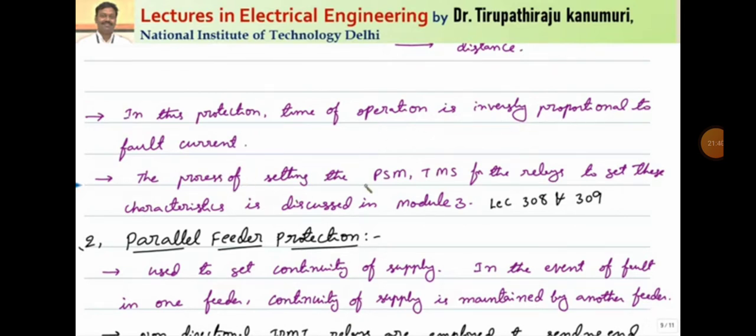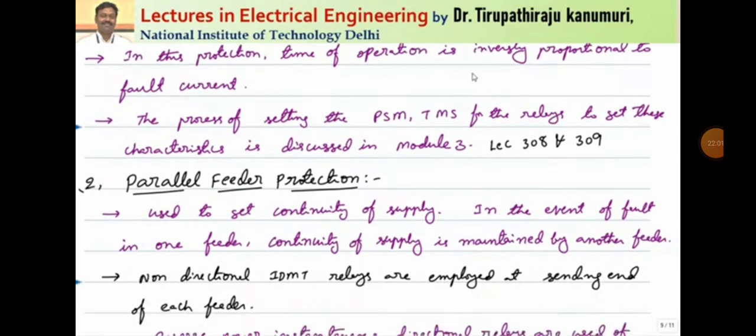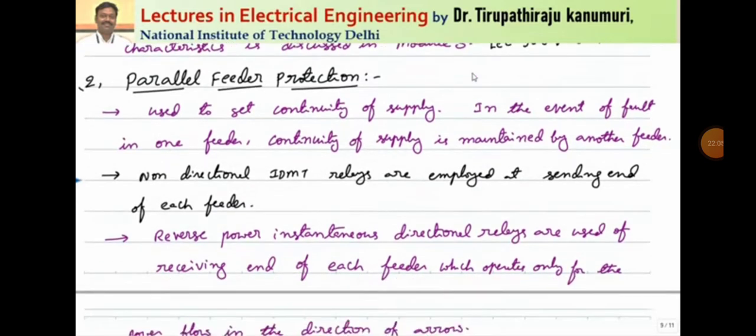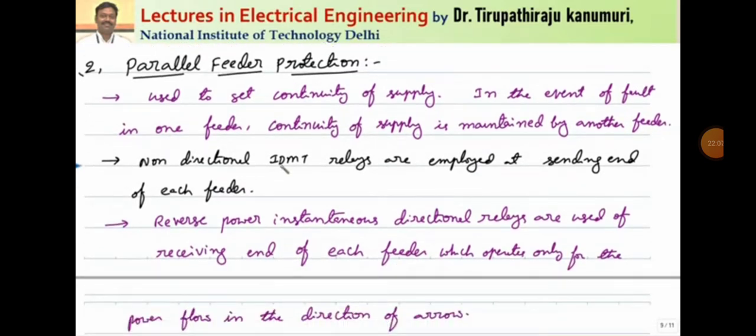The process of setting the PSM and TMS for the relays to get this characteristic is already discussed in module number 3. You can please check there how to do it. I don't want to repeat them once again because it takes about half an hour. So you can please refer to lecture number 308 and lecture number 309 to get complete clarity of how to get these characteristics. In 308 I have discussed the theory, and in 309 I have solved some numericals in order to get these characteristics. Now let us go for the parallel feeders.